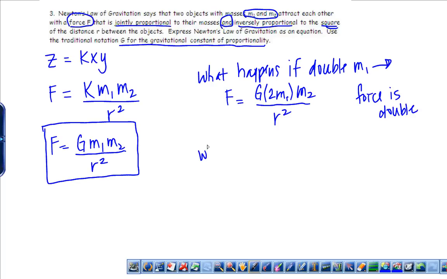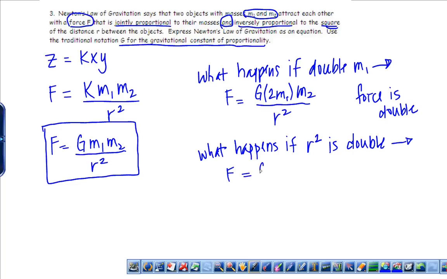One more question. What happens if, let's do something totally different. What happens if this is doubled? Your distance between objects. If R squared is doubled. Is it going to be exactly the same thing? And I'm just trying to change it up here.